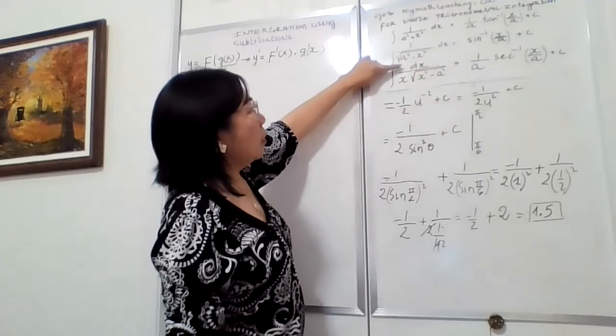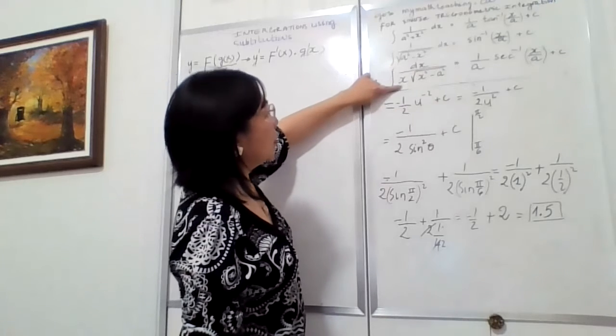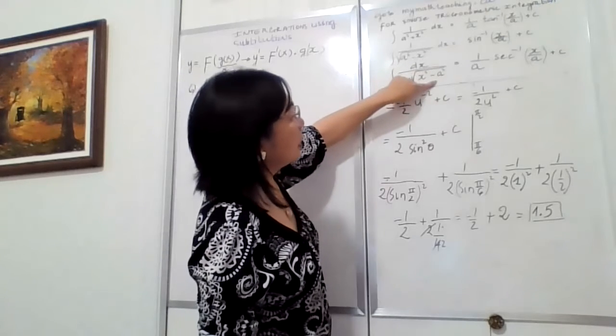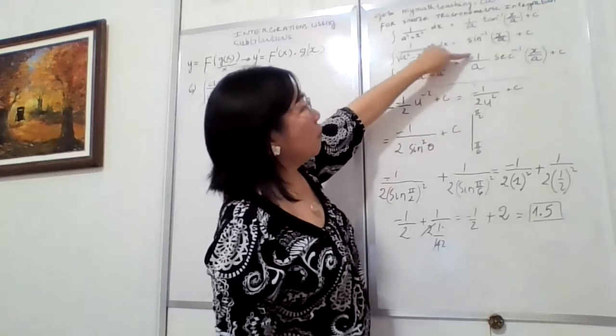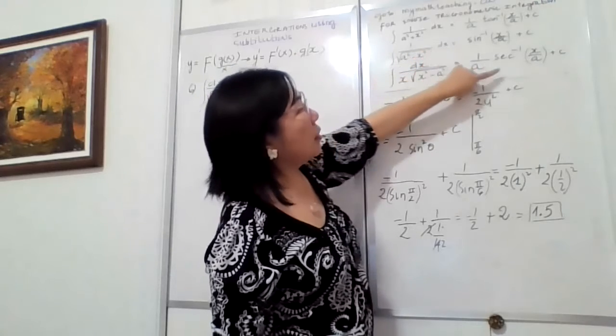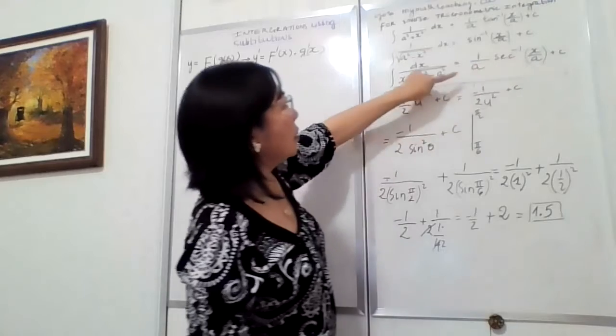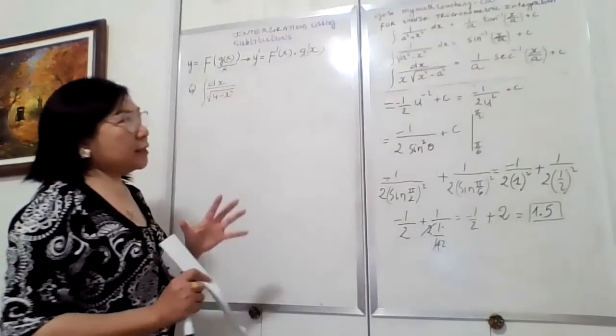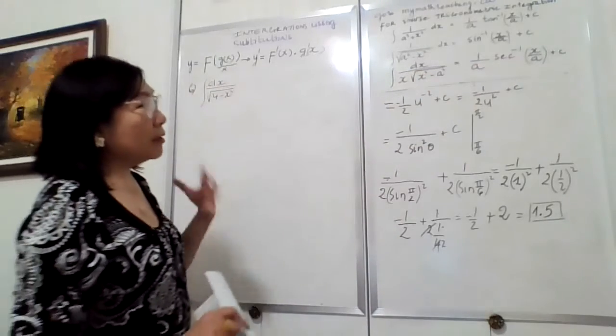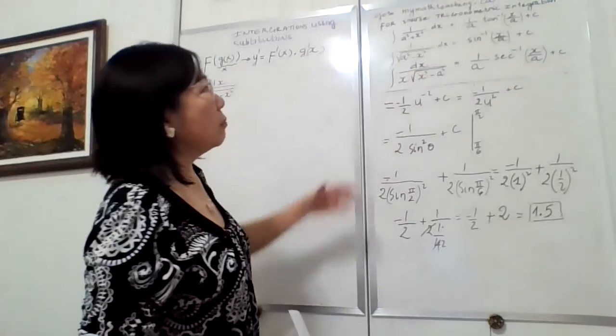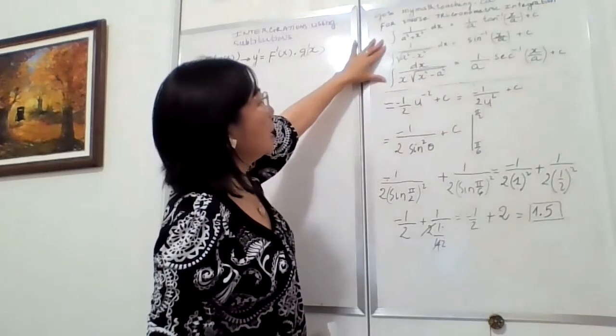If you have the dx on top over x times the square root of x squared minus a squared, the answer for this is 1 over a secant inverse, and the angle is x over a plus c. Now, it seems to be a little bit complicated, but actually not quite, because they look very much similar.